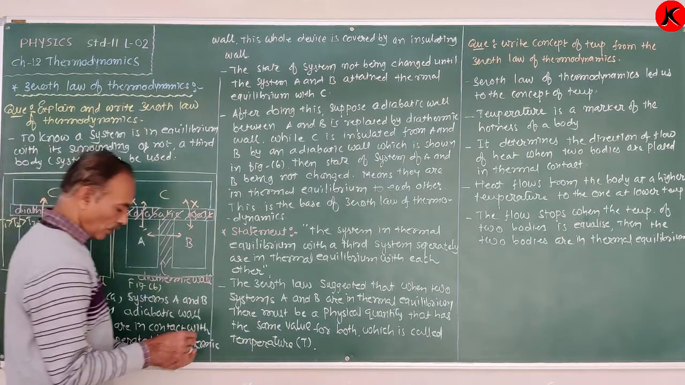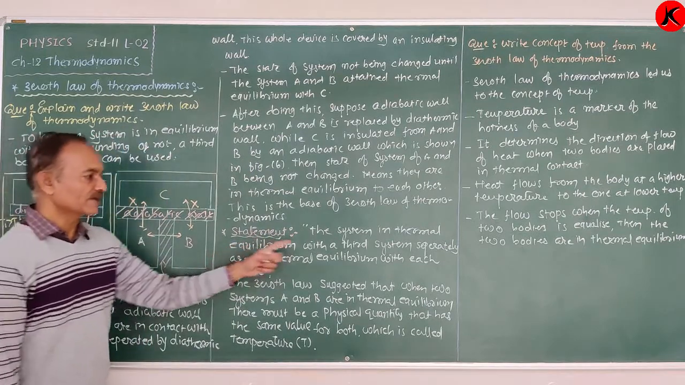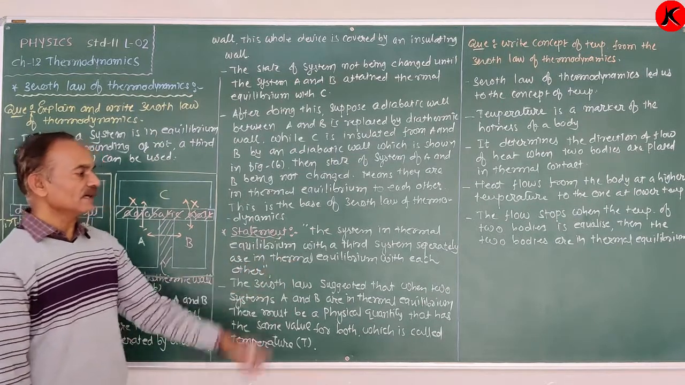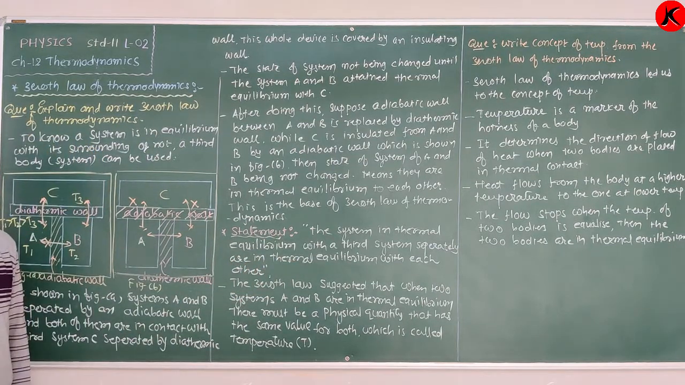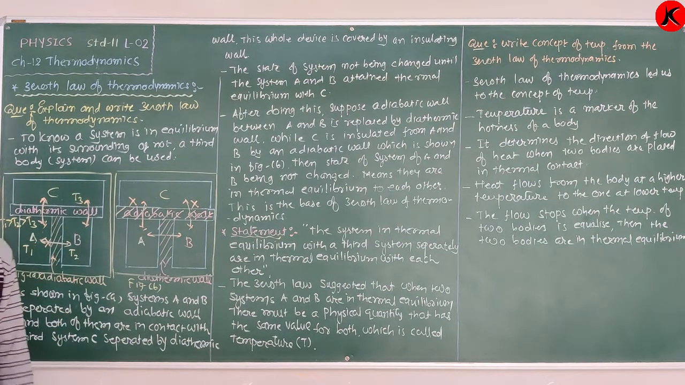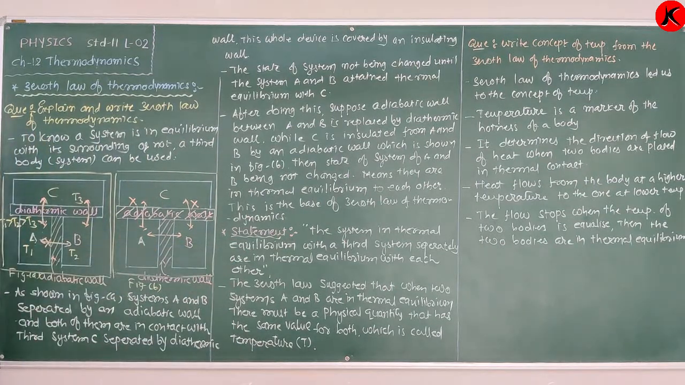Now, what is the statement of the Zeroth Law of Thermodynamics? Systems in thermal equilibrium with a third system are in thermal equilibrium with each other. So what it says is that systems in thermal equilibrium with a third system are in thermal equilibrium with each other. Again, if systems A and B are in thermal equilibrium with C, then A and B are in thermal equilibrium with each other. That is the statement of the Zeroth Law of Thermodynamics.